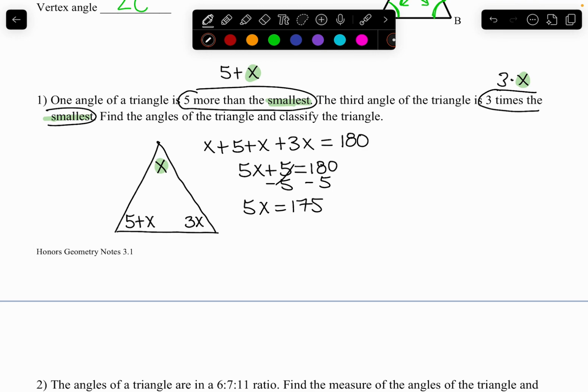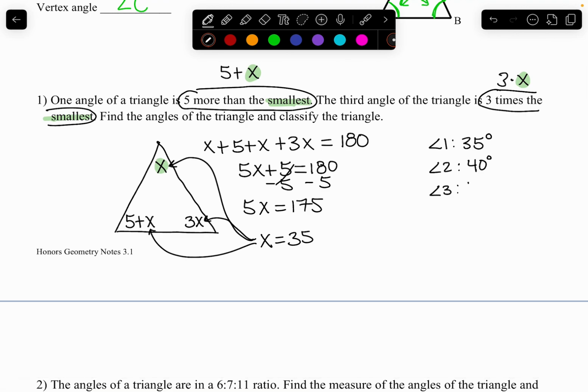And then I don't know where my calculator is, so give me a second. 175 divided by 5 gets me 35. So x is going to equal 35. Well, remember that x is my smallest angle. So it doesn't really matter how you write these angles down, but one of them will be 35 degrees. When I plug in x over here, that's going to be 35 plus 5, which is 40. And then when I plug in 35 here, I've got to do 35 times 3, which is 105. So I have found the angles of my triangle, and now I need to classify my triangle.